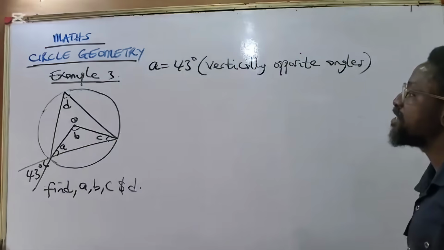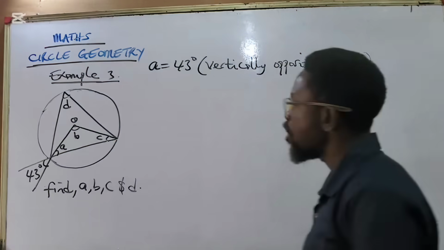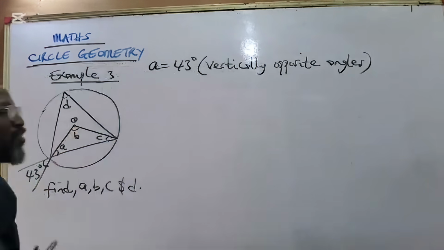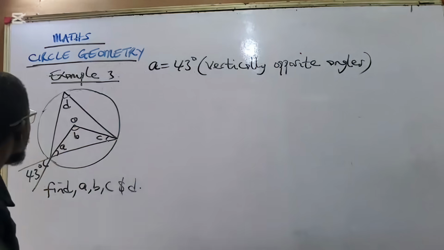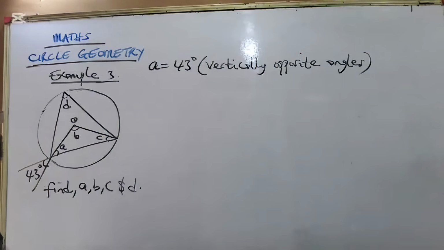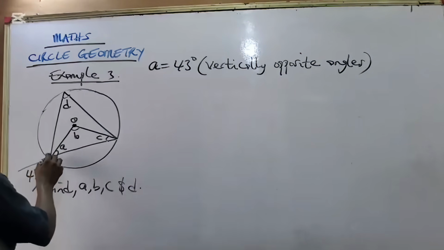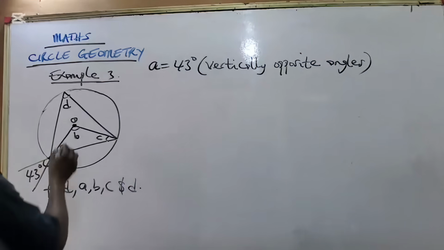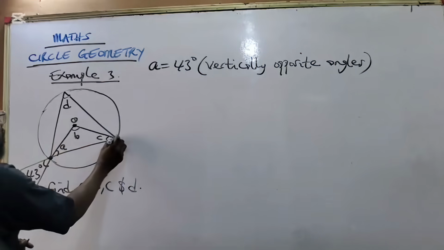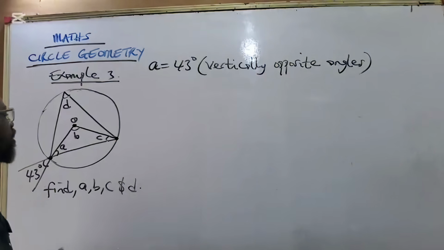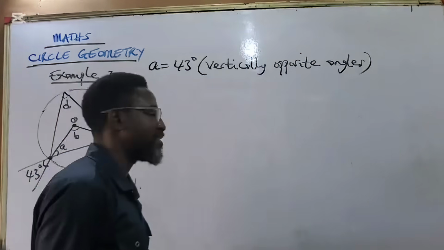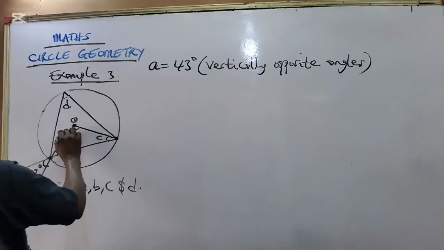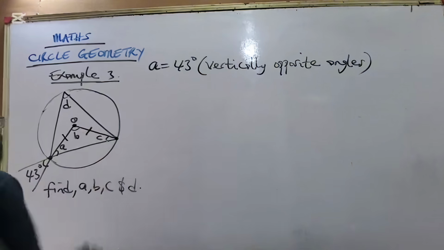So now that I've obtained the value of A, if you look at that diagram, O is the center of the circle. Now, the distance from the center of the circle to the circumference is called the radius of the circle. That's the radius of the circle. So that means this distance here is equal to this distance here.